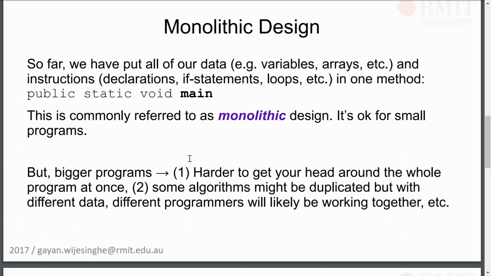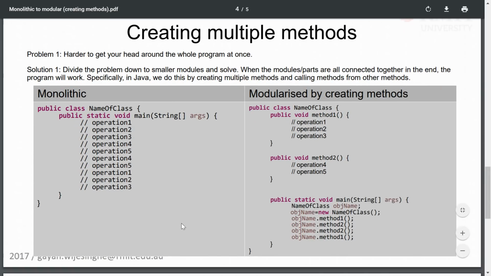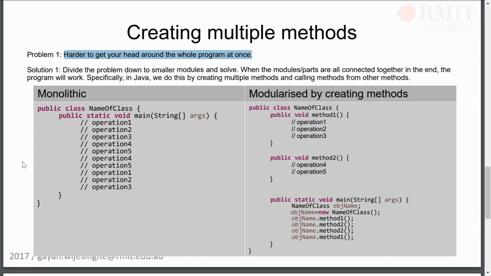We were just talking about monolithic design, and we said that it leads to problems when we come across big programs. So we are going to look at these two solutions and what we can do about that. The first problem is that it's hard to get your head around the whole program at once. For this reason, we use modular programming, or modularizing your code.